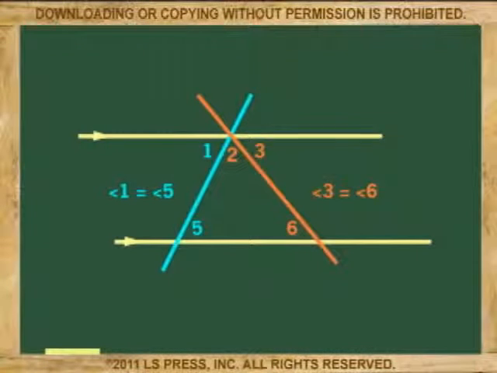Okay, so angle 3 is equal to angle 6, and angle 1 is equal to angle 5. At this point, we make our move. We substitute 6 with 3, and 5 with 1, because we say that they are equal, leaving us then with angles 1, 2, and 3 inside the triangle.